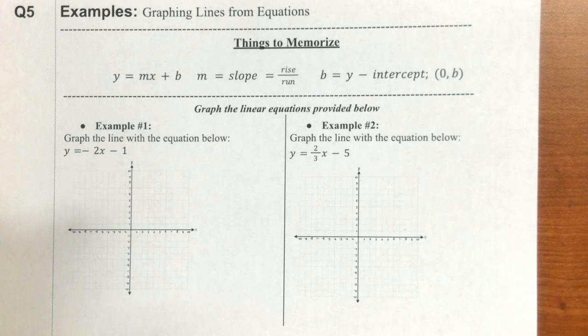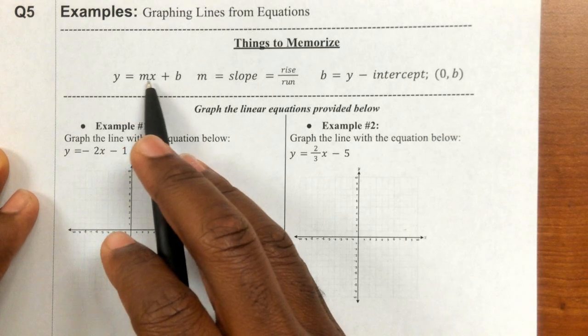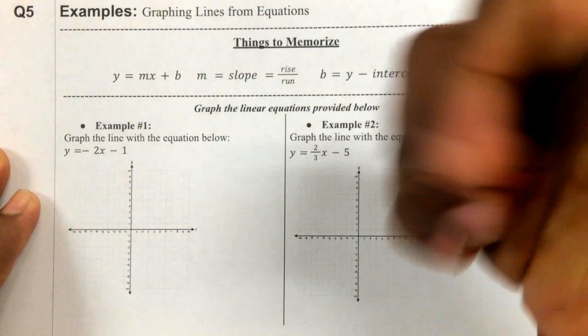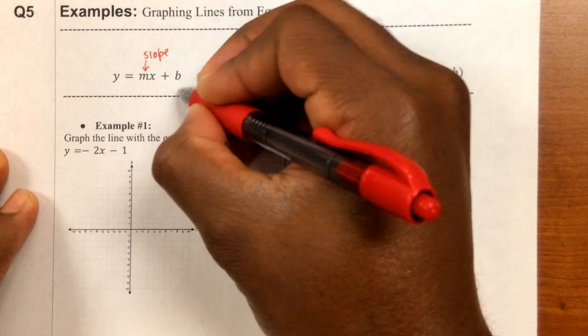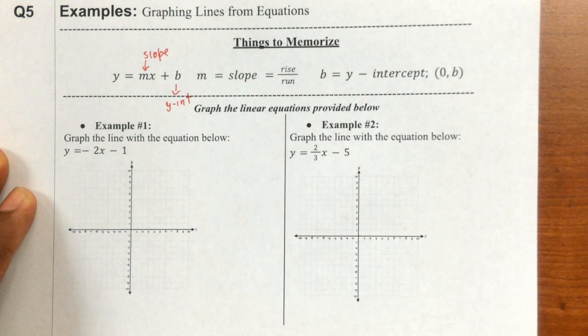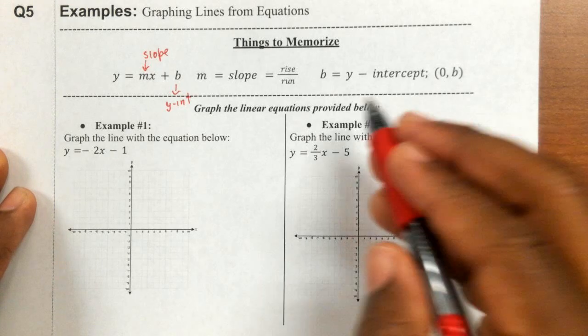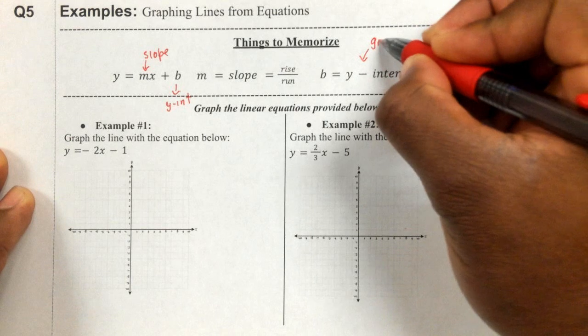Question number 5 wants us to graph the line from the equation. Whenever you're graphing a line, you need to make sure that your equation is in the form y = mx + b, where y represents the total, m is your slope, and b is your y-intercept. First things first, you always graph your y-intercept first.